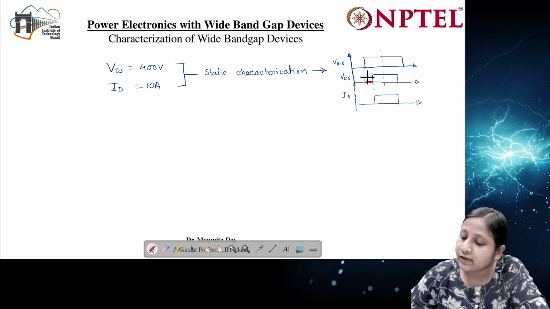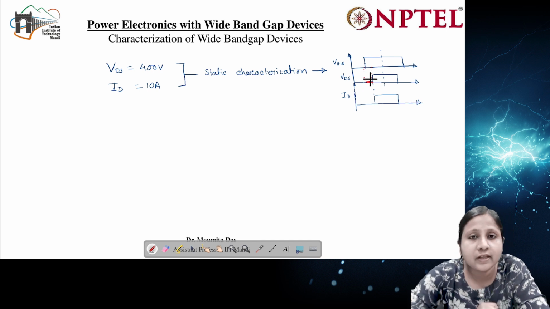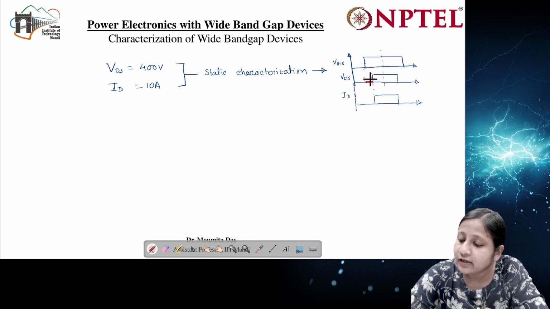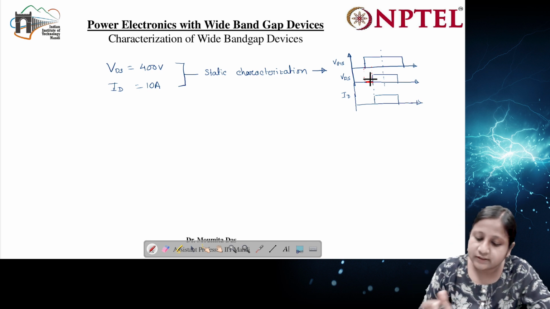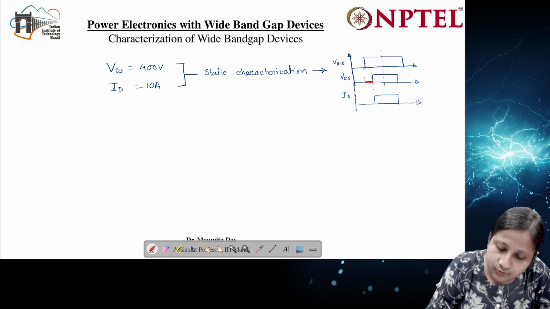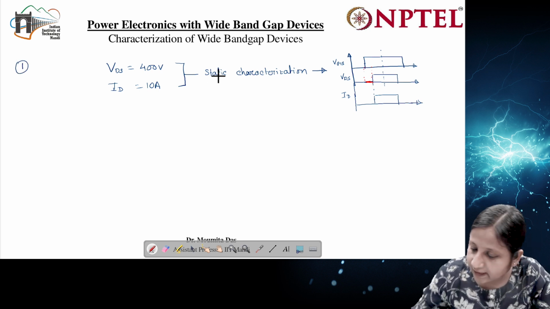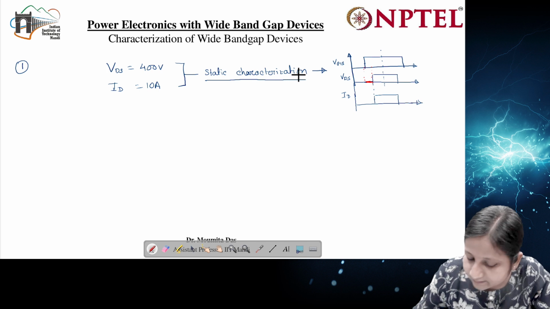So optimization of this delay is very important. We need to provide this delay so that the device can reach steady state within this duration. After providing the delay, it should reach steady state and we can measure the different static parameters. So this is the first thing which we need to consider, the static characterization.